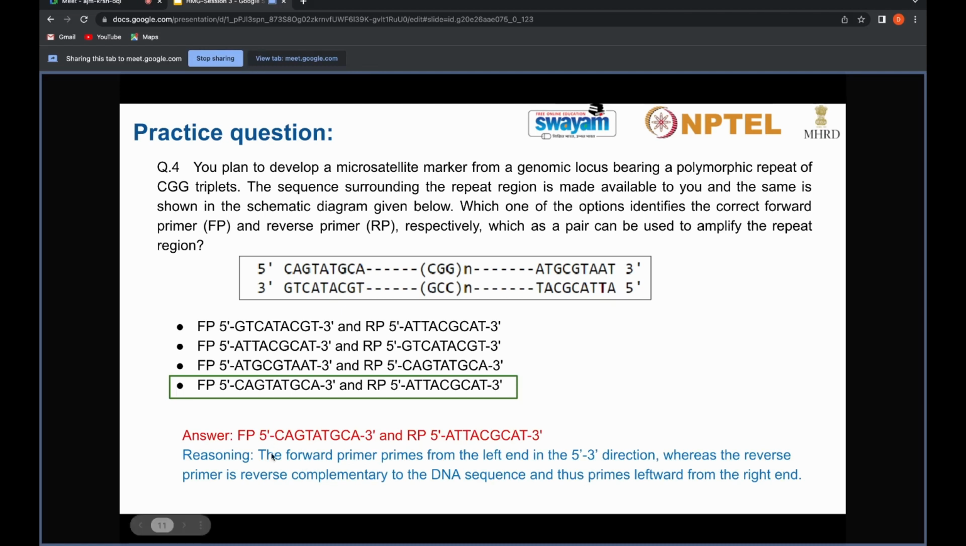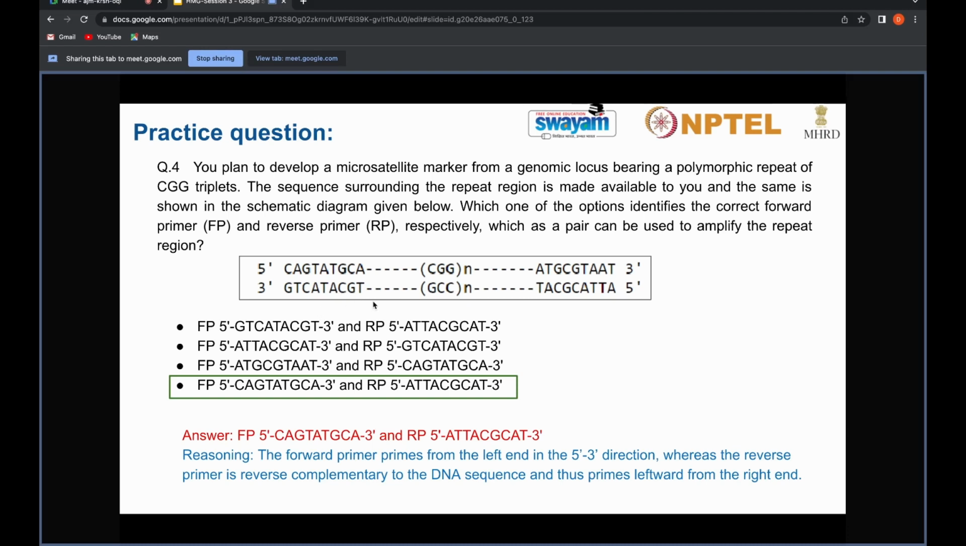So why option D? Because when you want to design the forward primer, as the name suggests, it will synthesize forward from 5 prime to 3 prime, that means from left to right. So for which strand can we use the forward primer? The strand that is in 3 prime to 5 prime, because then only it will synthesize in the forward direction. So the forward primer should have the sequence complementary to the leftmost region of this 3 prime to 5 prime strand. That is GTC, ATA, CGT, so its complement will be CAG, TAT, GCA. This one is in option D.